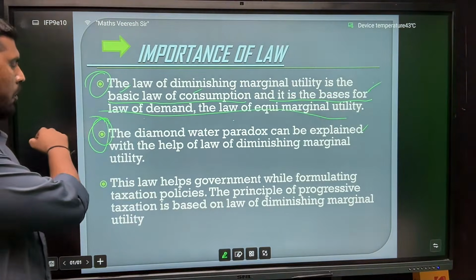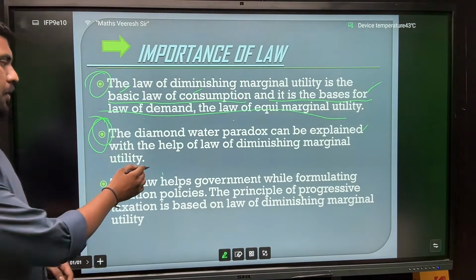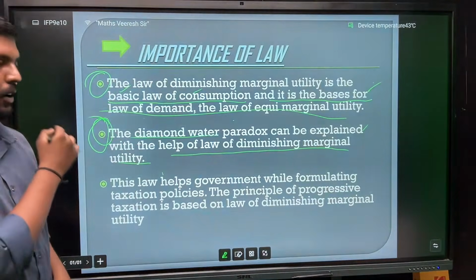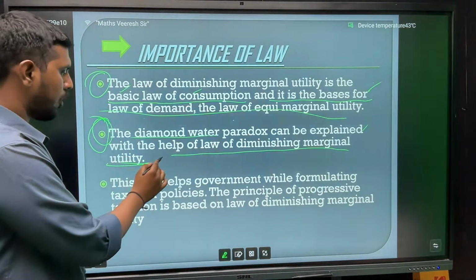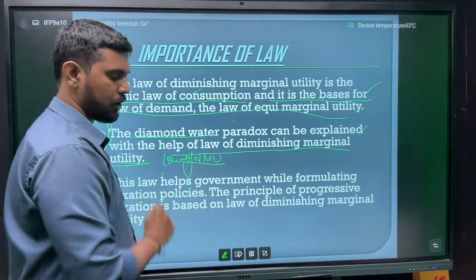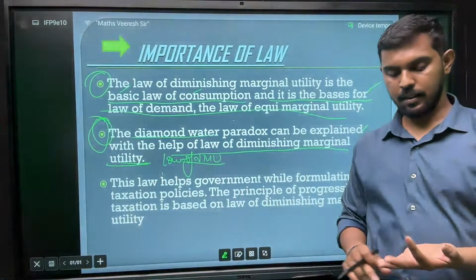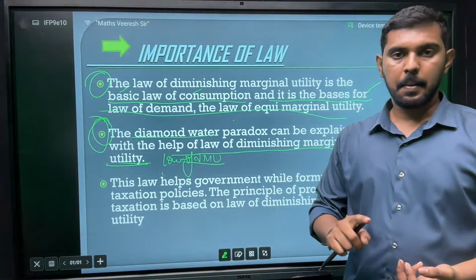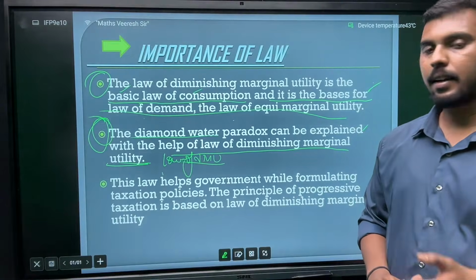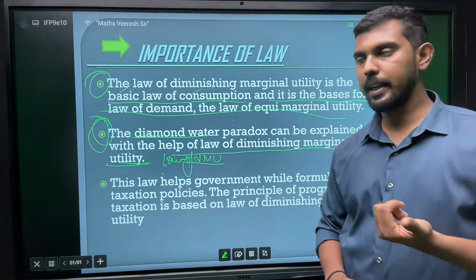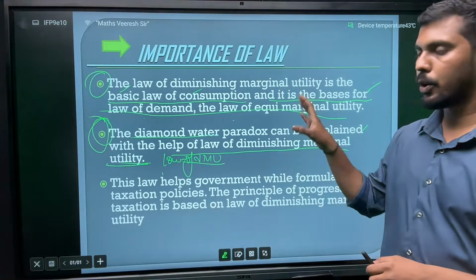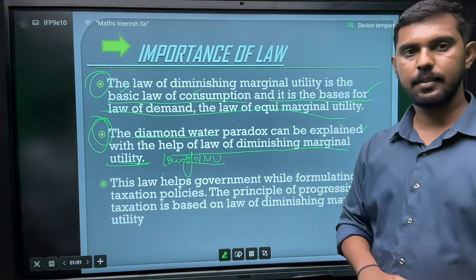So the diamond-water paradox can be explained with this. It is also one of the theories, the diamond-water paradox. It can be explained by the law of DMU. These are the things you have to write: introduction, definition, meaning, law statement, assumptions (5), table explanation, graph explanation, and the limitations and importance. This is the whole topic of the law of diminishing marginal utility.